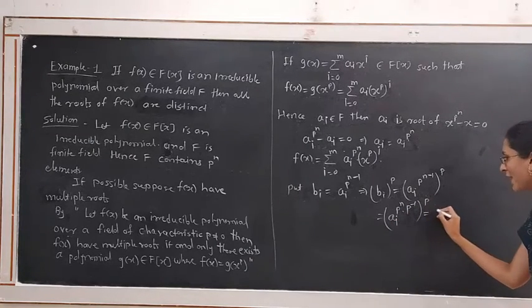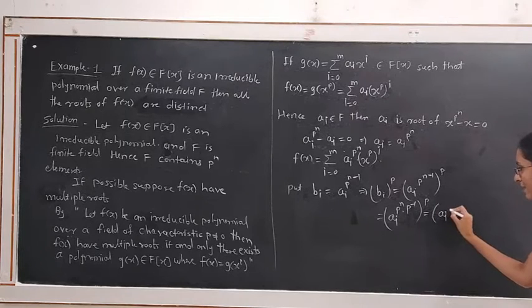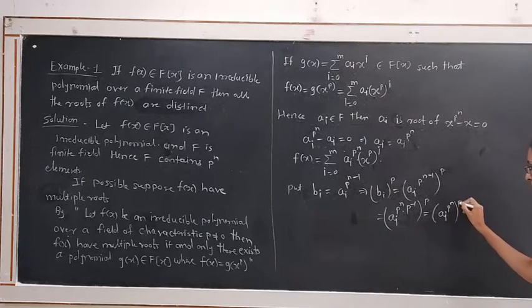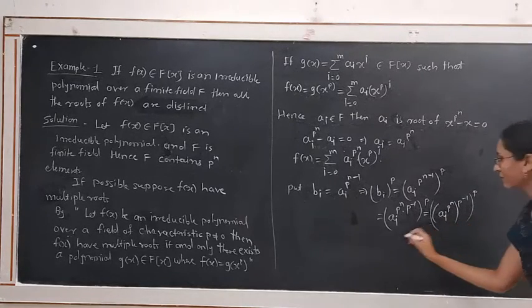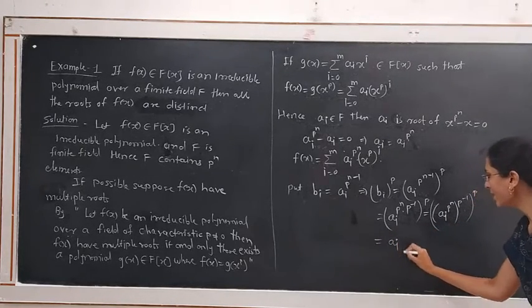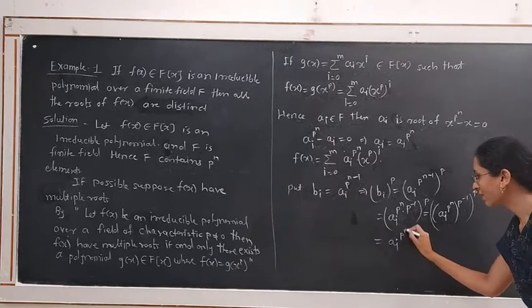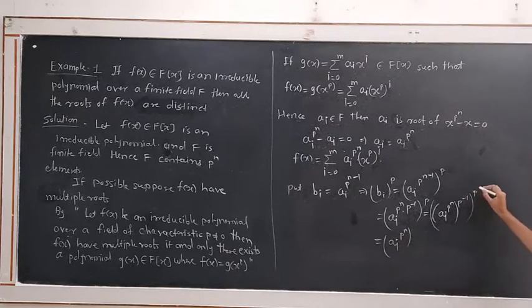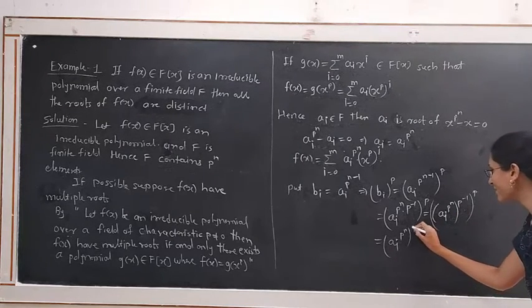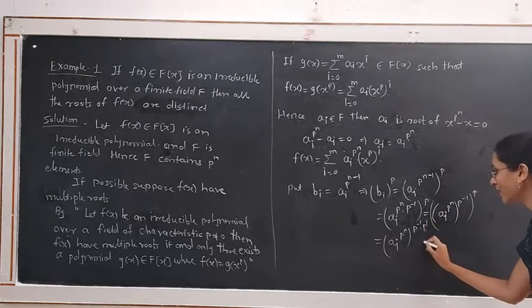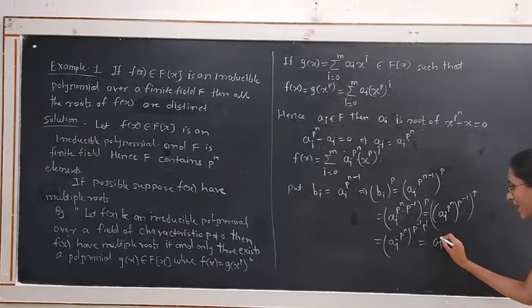This term can be arranged as ai raised to p^n raised to p^(-1) raised to p, which is equal to ai raised to p^n, using a^m raised to n equals a^(m n). So this can be written as ai raised to p^n into p^(-1) into p^1. This is equal to ai^(p^n).